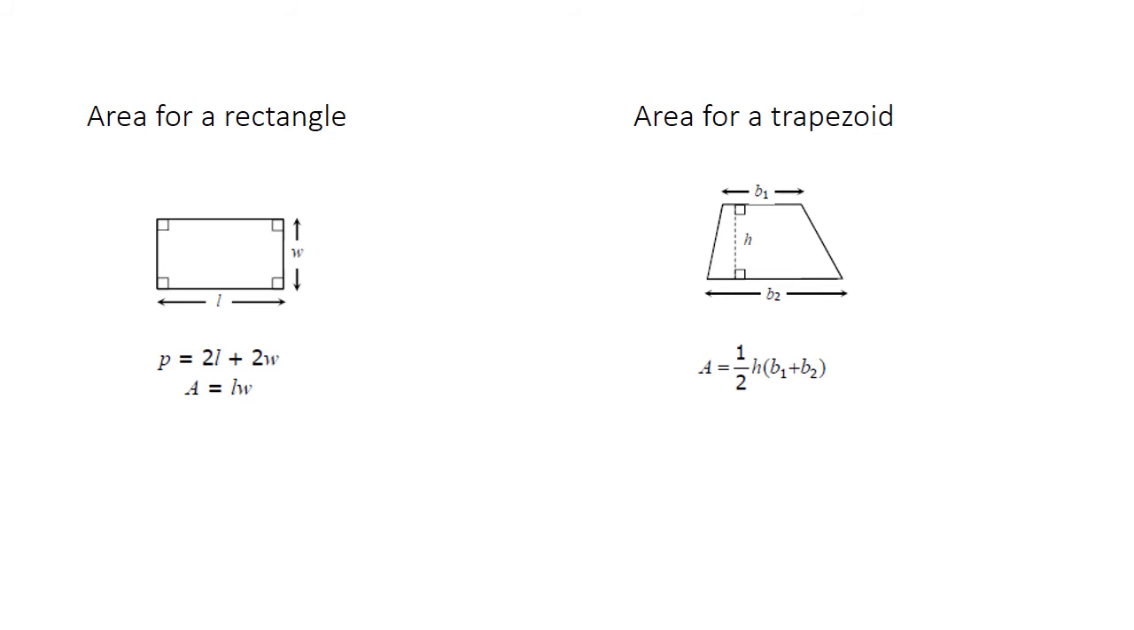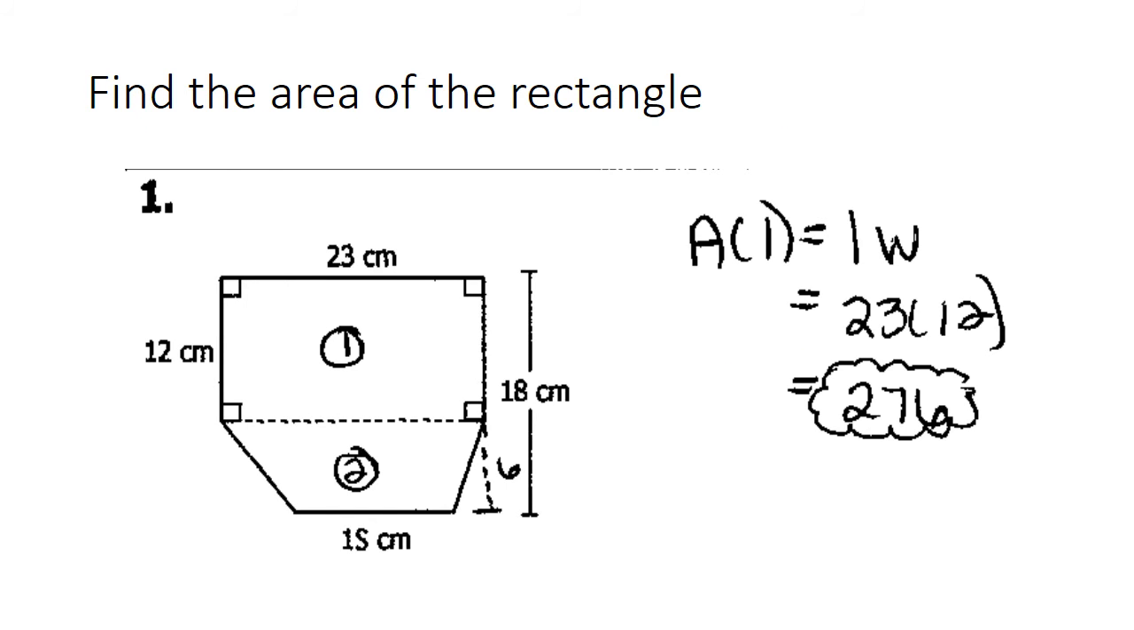So for the rectangle, we're going to use the area is length times width. For the trapezoid, 1/2 height times base 1 plus base 2. For the rectangle, we can see that length and width are 23 and 12. So we're going to plug those into the formula and get for the rectangle 276 centimeters squared.